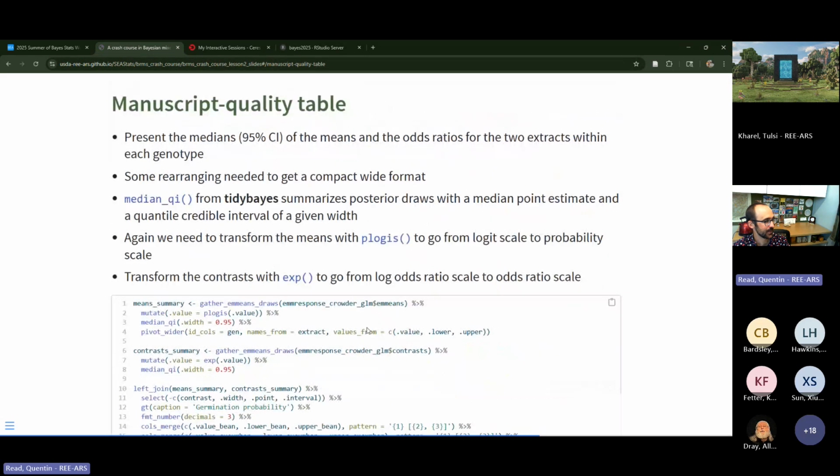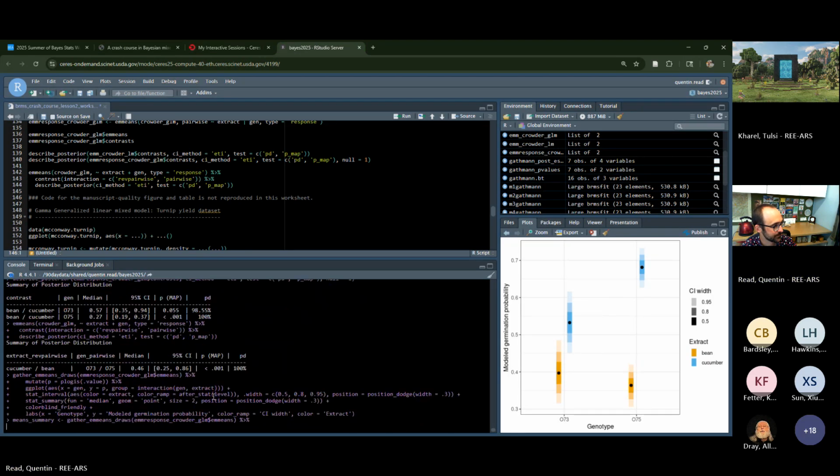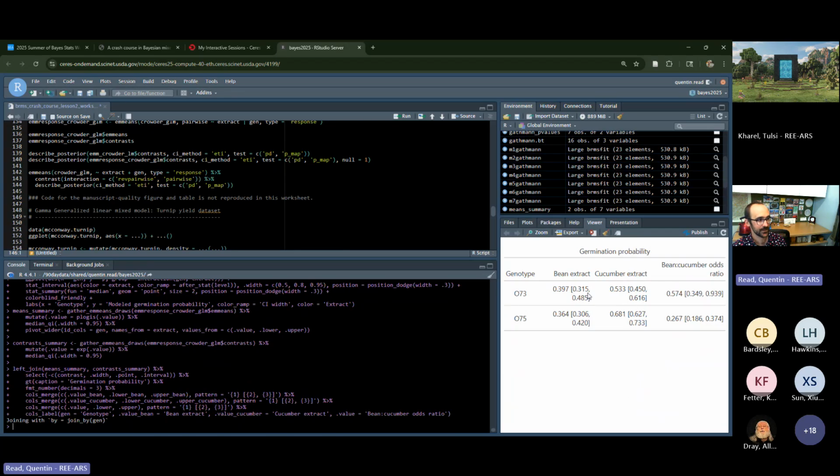And lastly, there's code using the gt package to make a table that you could also put in a manuscript. So again, I'll show you what that looks like if you run that code. You can see here are the germination probabilities for each combination of genotype and treatment, and then the odds ratio, the difference between the two extracts for each genotype. And every time I've put the 95% credible interval in brackets around each one. That's how I'd show it in a manuscript. So that's sort of what I would say are best practices for reporting Bayesian analyses in a manuscript.